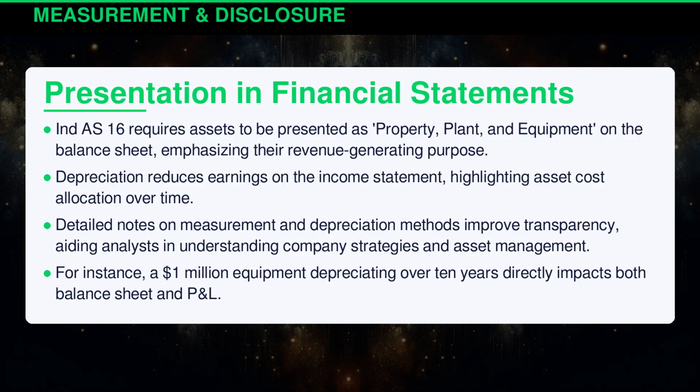Indian Accounting Standard 16 requires assets to be presented as property, plant, and equipment on the balance sheet, emphasizing their revenue-generating purpose. Depreciation reduces earnings on the income statement, highlighting asset cost allocation over time. Detailed notes on measurement and depreciation methods improve transparency, aiding analysts in understanding company strategies and asset management. For instance, a $1 million equipment depreciating over 10 years directly impacts both balance sheet and profit and loss.